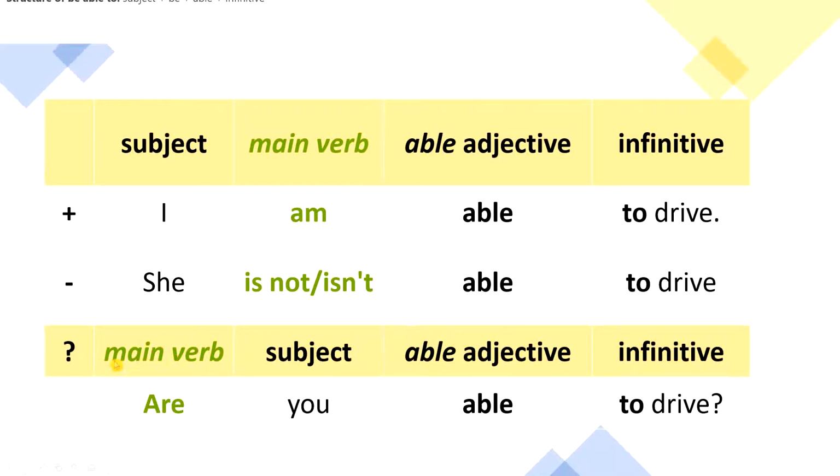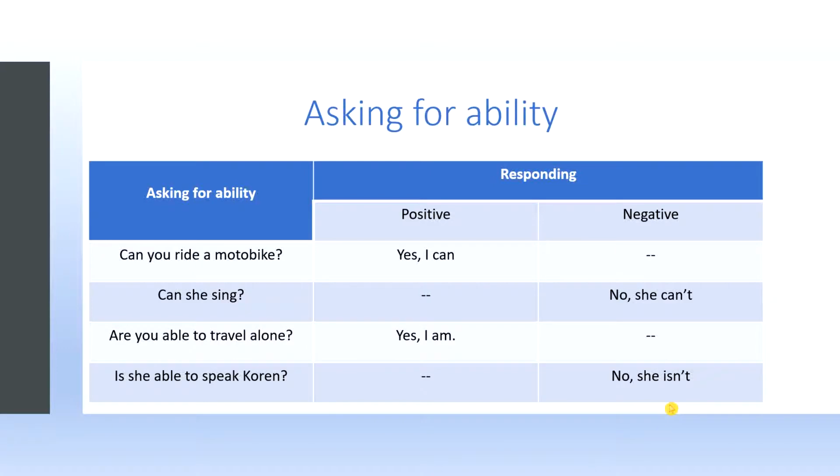To make a question, the main verb is be, we invert be with the subject. So are you able to drive? Is she able to drive? Are they able to play a football match? Okay, something like that.